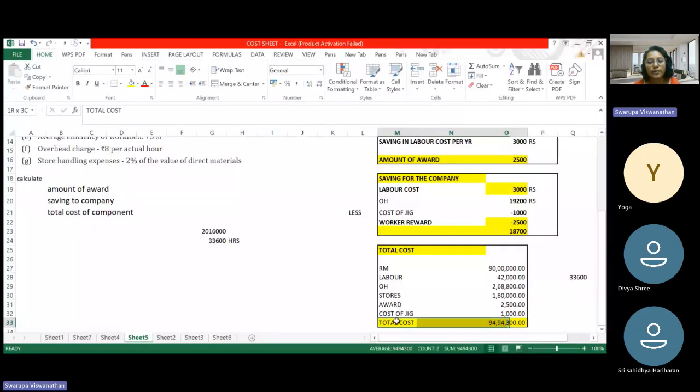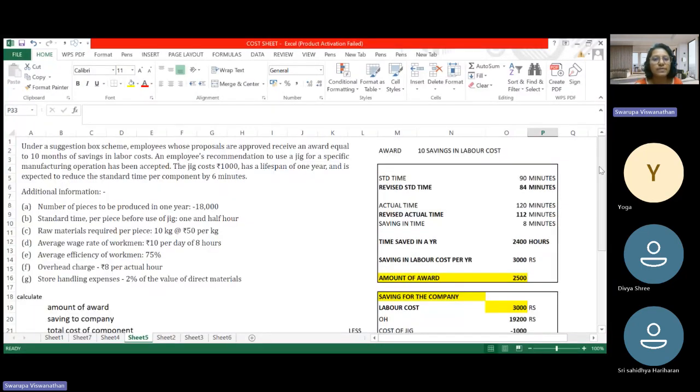Okay, so total cost computation is quite easy. Actually, the first part is the most important part. If you crack the first part of the question, the second and third part, it is just adding up the values. So first, the important thing is for you to identify that I have to calculate the actual time and the actual savings in time.